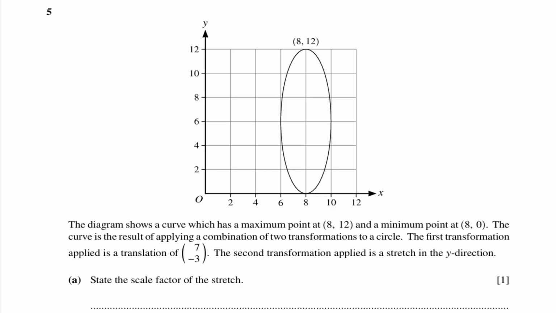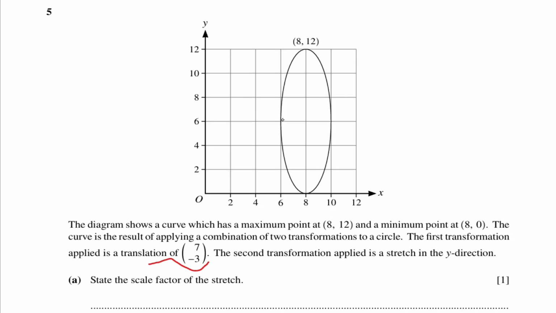Question number 5 is here. In this we are given a diagram. The diagram shows a curve which has a maximum point at 8, 12 and a minimum point at 8, 0. The curve is the result of applying a combination of two transformations to a circle. The first transformation applied is a translation of (7, minus 3). The second transformation applied is a stretch in the y direction. State the scale factor of the stretch, how much it is stretched.